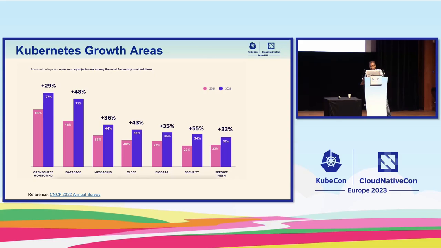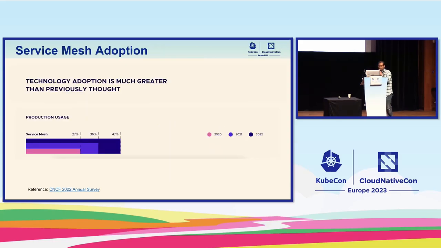Another graphic from the same survey shows how much the actual production usage is. And this verbiage at the top is actually taken from that blog, which was surprising to me, where it says technology adoption is much greater than previously thought. You hope so, right? That's why you're making the technology. So if you see in this graphic, it clearly says that in 2022, 47% of the users are saying that they have service mesh in some form factor in their production environments, right?